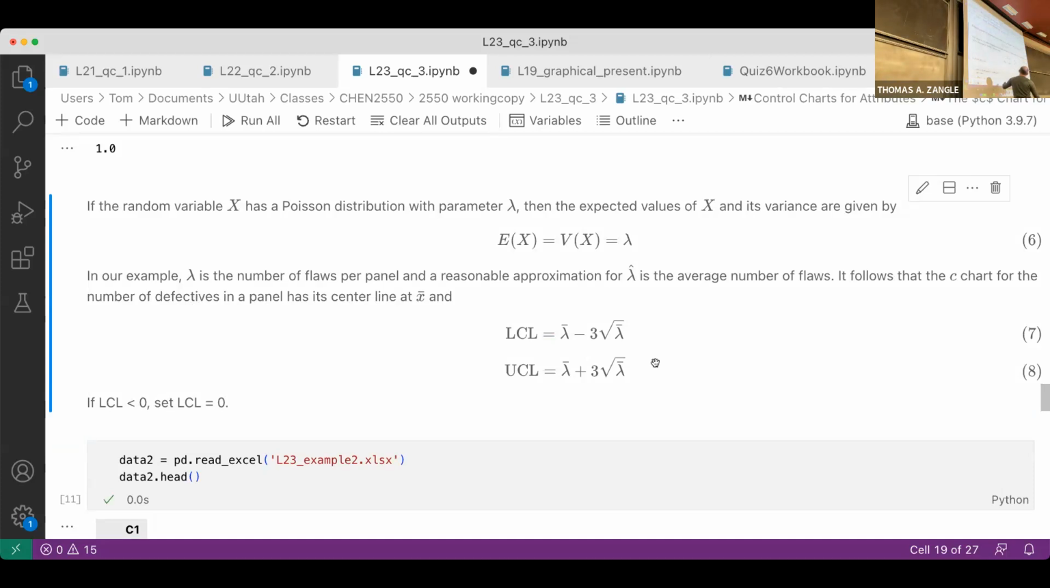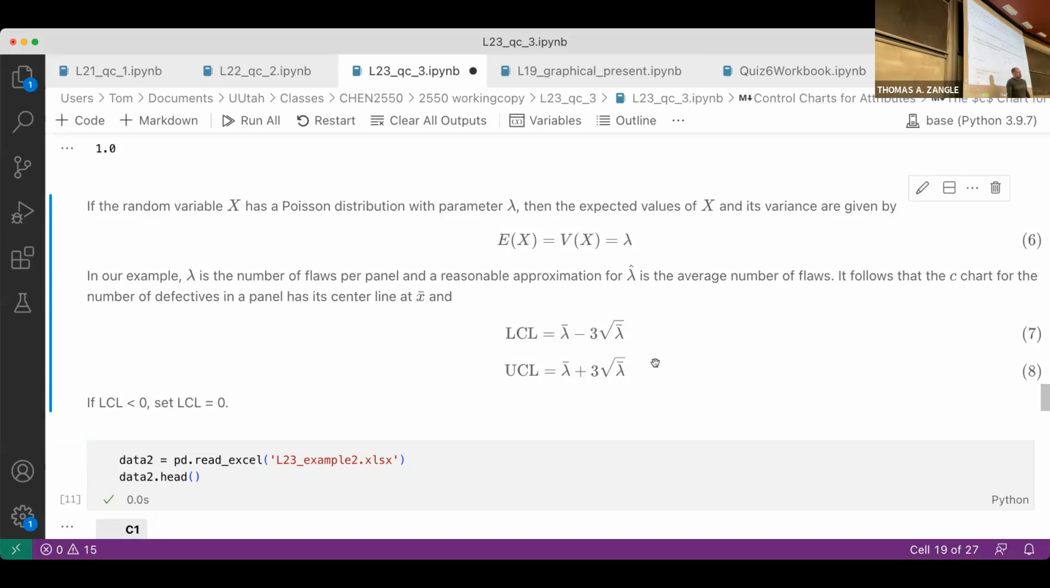But the square root of lambda bar is sigma for this process. Because our estimate of the variance for this process is lambda bar, and the standard deviation, or sigma, is the square root of the variance. So this square root of lambda bar is our sigma for this process. These are 3 sigma upper and lower control limits, because this whole thing here is sigma. Does that make sense?